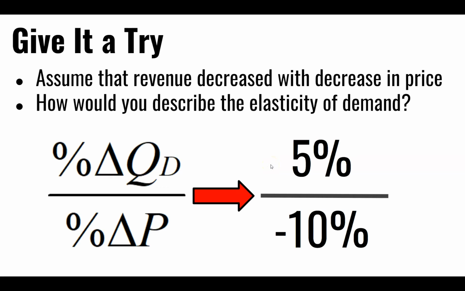So if we're saying that revenue decreased with a decrease in price, that tells me that the price is negative. So that has to be the bigger of the two numbers. So change in price, I just threw in some sample numbers, minus 10%. The quantity demanded must be a positive number, and it's got to be smaller than the drop in price. So we say 5%. So we see that this is 1/2. So 1/2 is inelastic. So I would say that when revenue decreases with a decrease in price, then we are dealing with an inelastic portion of the demand curve.